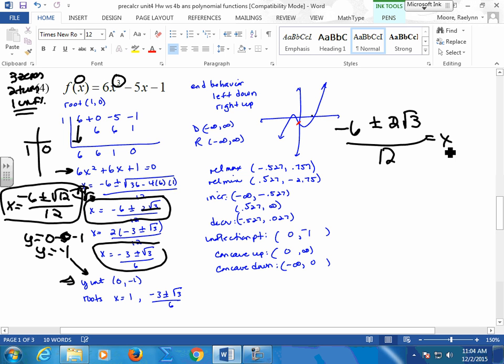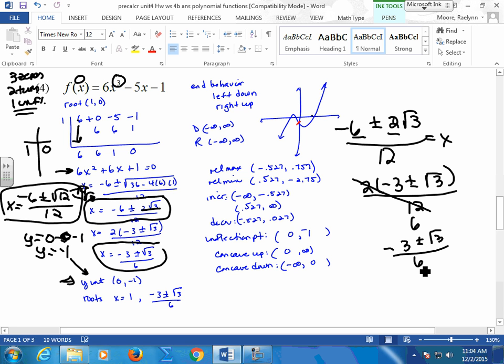I cannot cross out the 6 and the 12. Those are terms. But I can factor a 2 out of the numerator. And now I can reduce my factor. Do not cross out terms. This is the other part of your exact values.